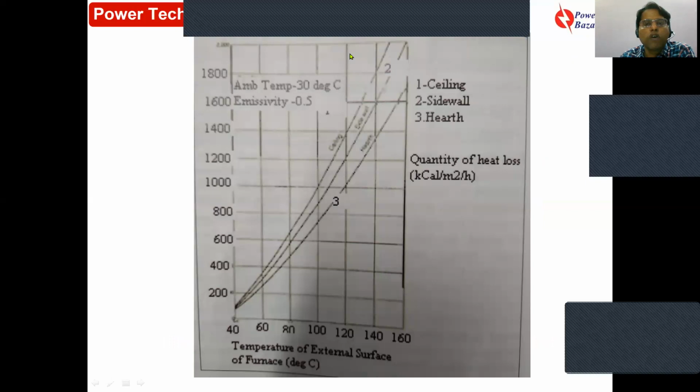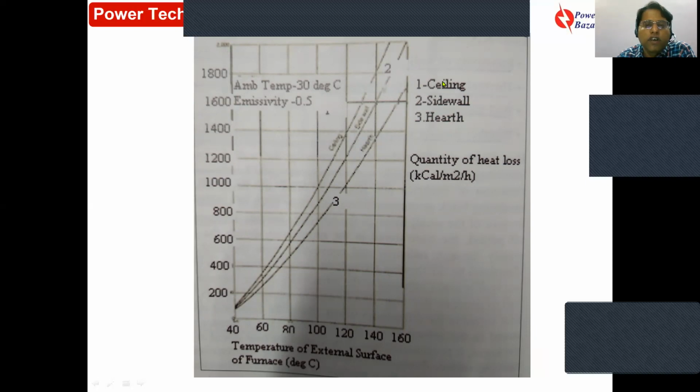Now, this is another formula or another curve in which, based on the temperature of the external surface of the furnace, we can find out the quantity of heat loss. This is another example or curve which we also have to remember. It is there in the old book.